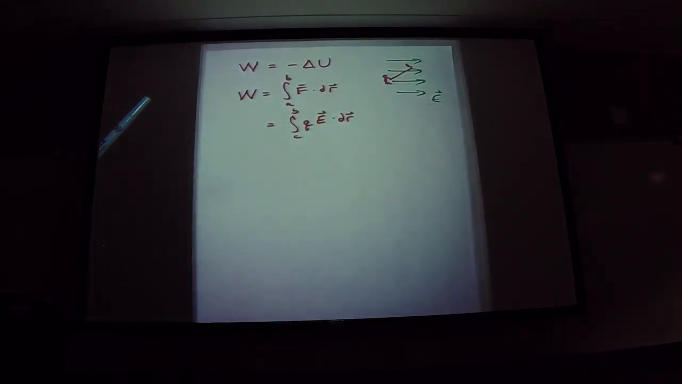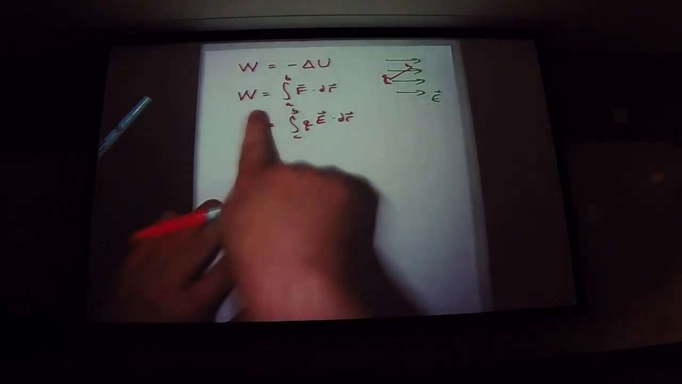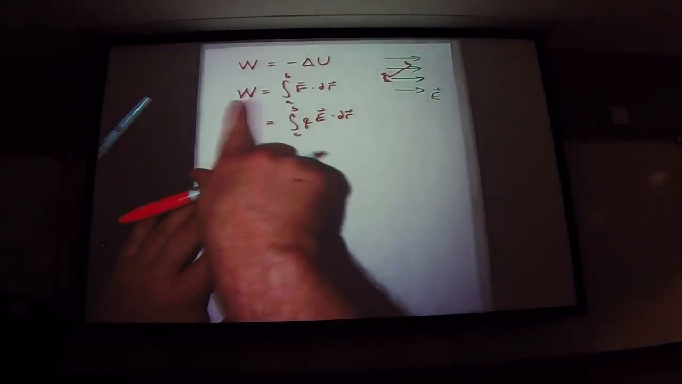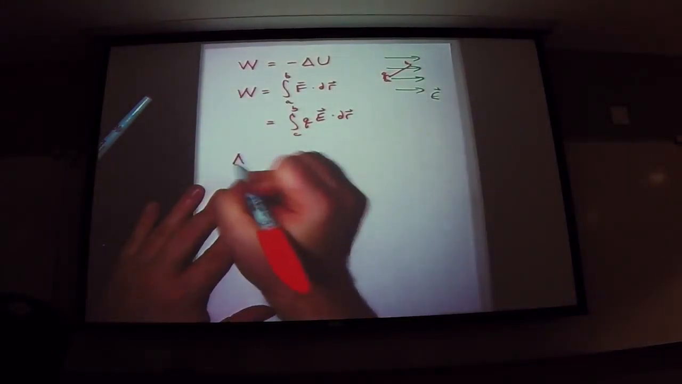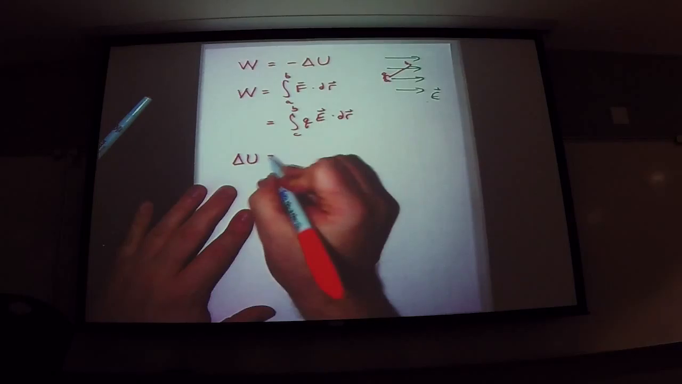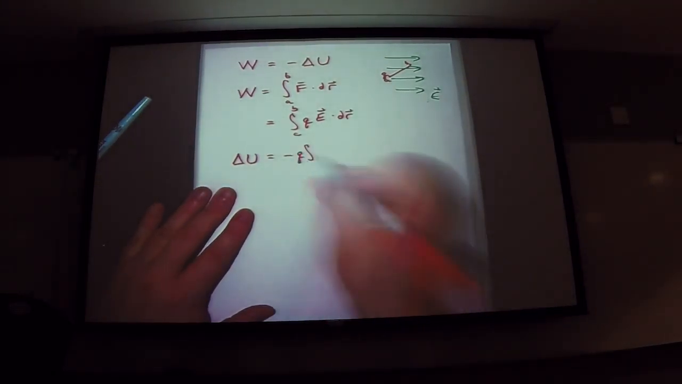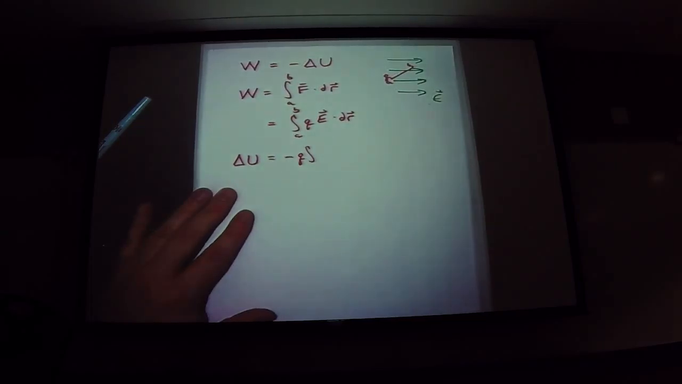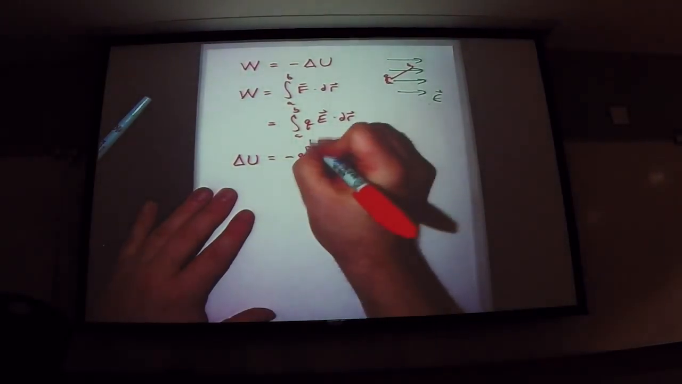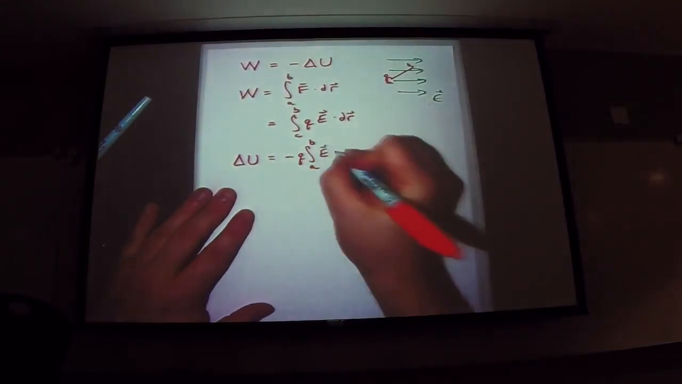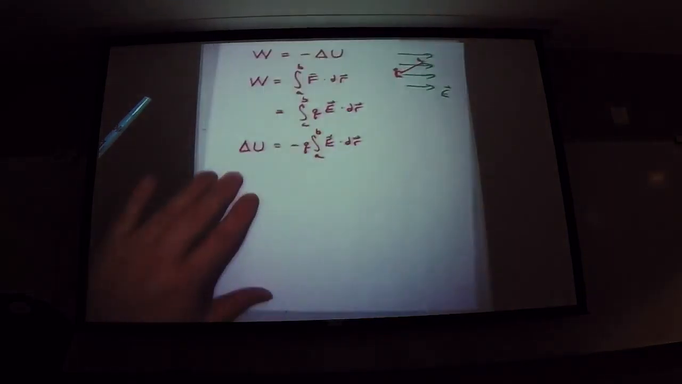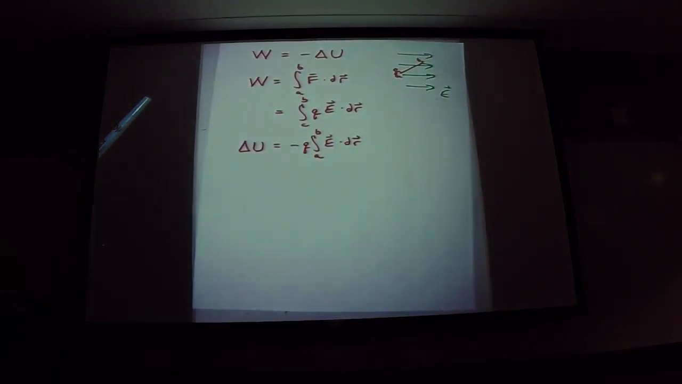And so the change in potential energy, delta U, is equal to minus the integral from A to B of Q E dot dr. The Q can come out because that's the charge. And this is how we look at potential energy when we talk about an electric field.